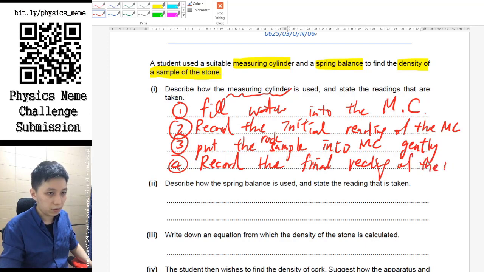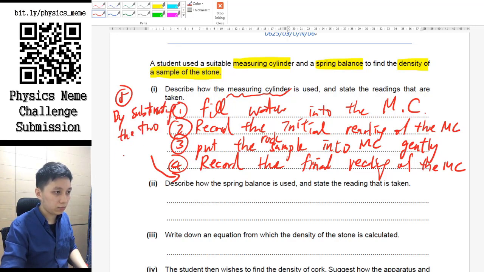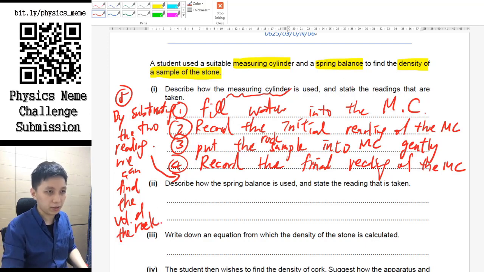of the measuring cylinder. And I do think this should be enough, but to play safe in the exam, I will also add one more sentence, that is by subtracting the two readings, we can find the volume of the rock. But I don't think this is necessary because it only asks you to state what reading you take.